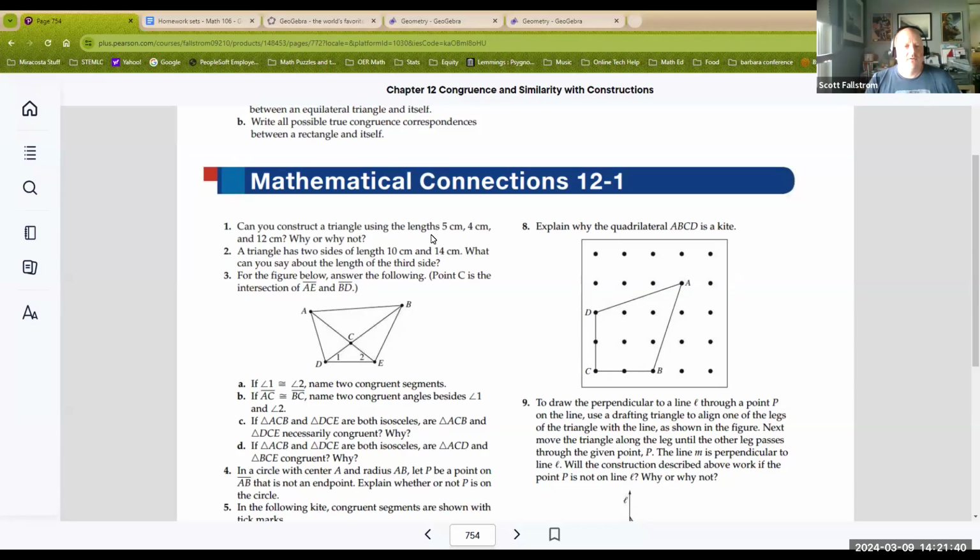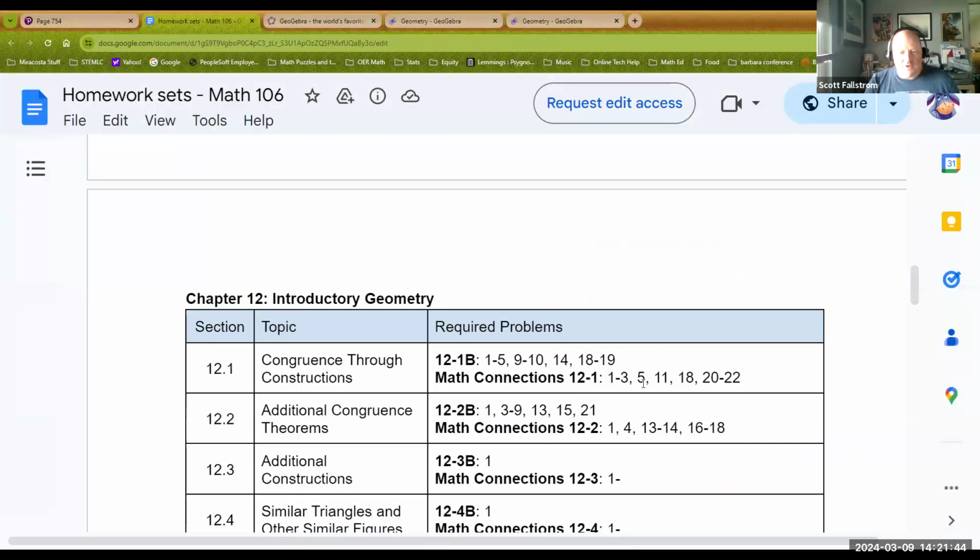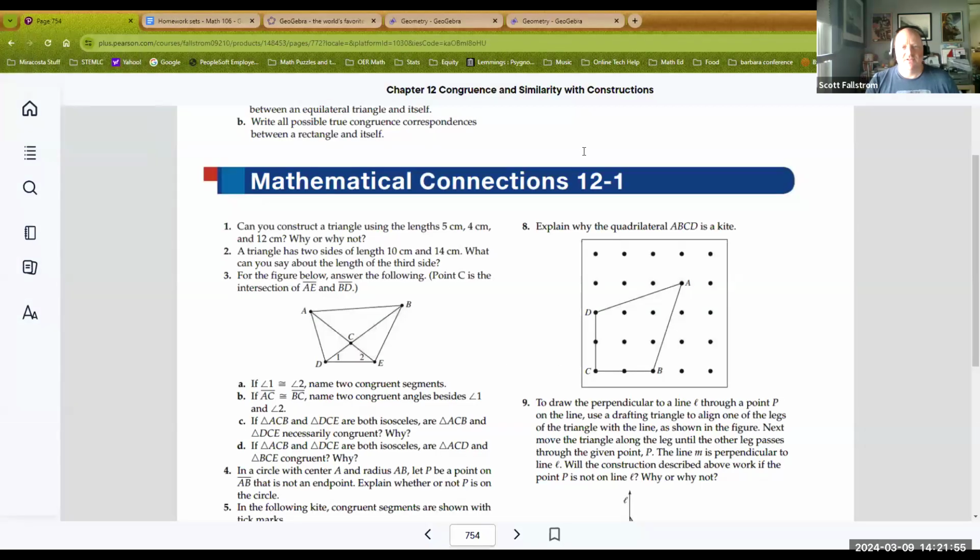All right. So we start off with math connections. Let's see here. What do we have? 1 through 3, 5, 11, 18, 20 to 22. So 3, 6, 7, 8, 9. So 9 questions. And these do kind of focus on pieces that we've seen in some of the other videos.